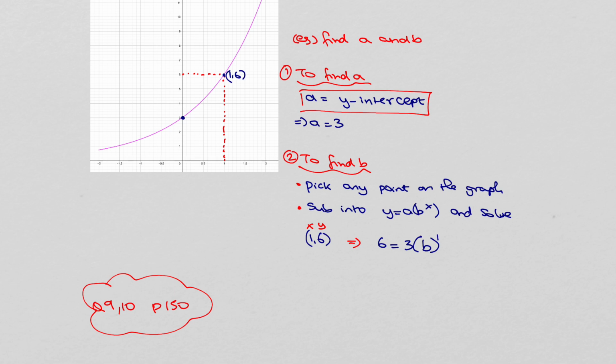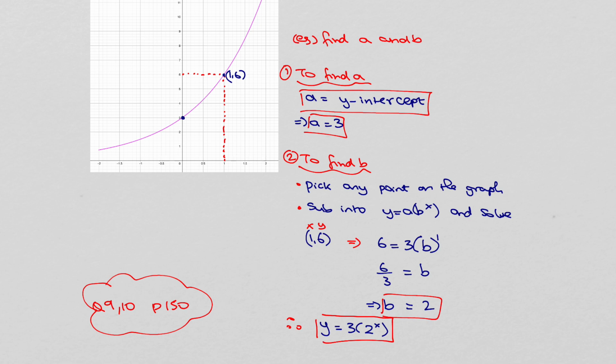If I divide both sides by 3, I get 6 divided by 3 equals b to the power of 1, which is just b. In other words, b must be equal to 2. So now I know what a is and I know what b is. I can therefore say that the function here, this purple line, is represented by y equals a times b to the power of x. In other words, the function is y equals 3 times 2 to the power of x. So you're going to do question 9 and 10 on page 150.